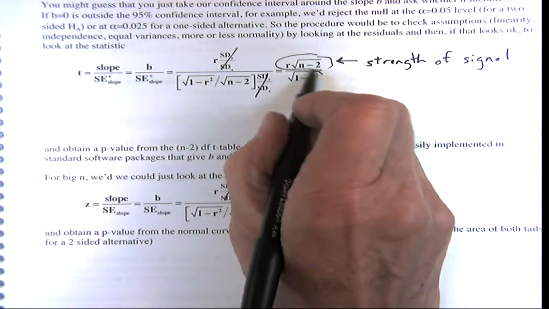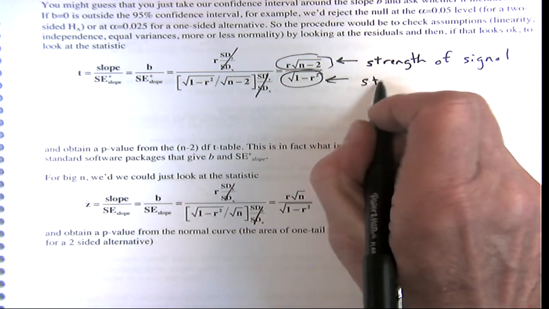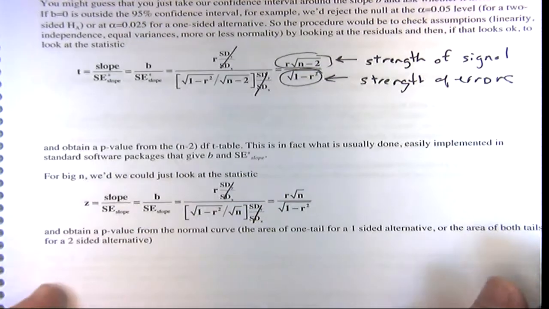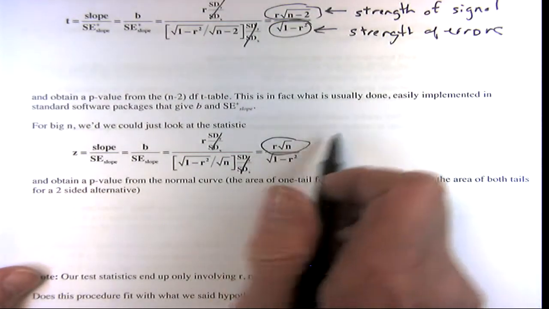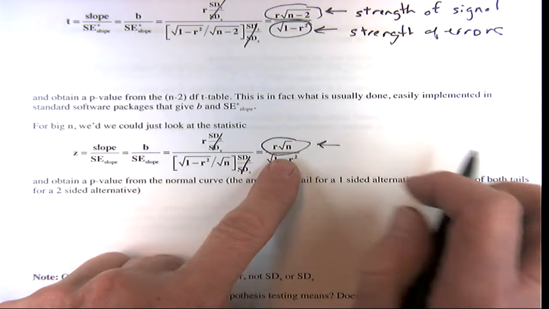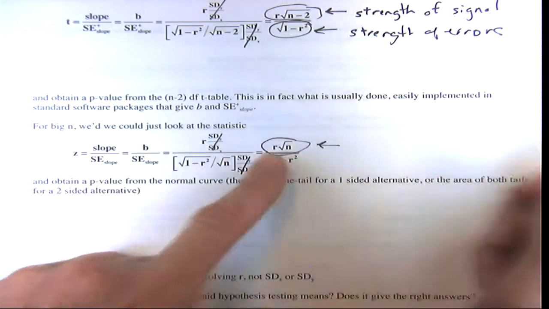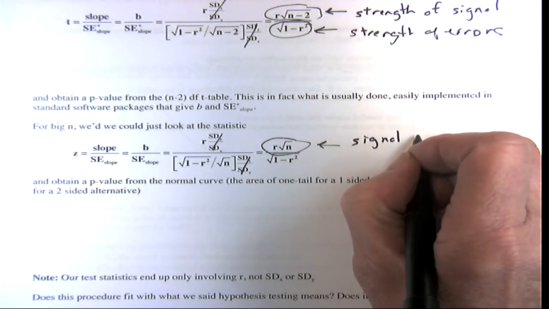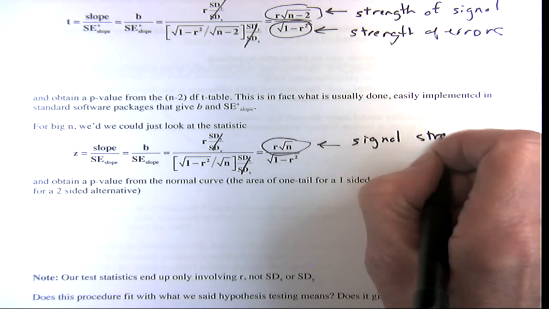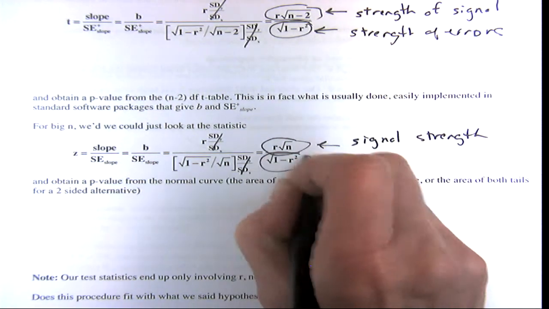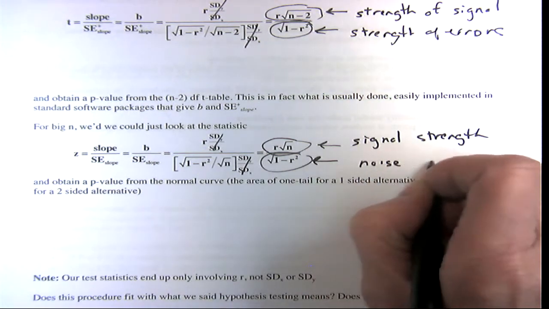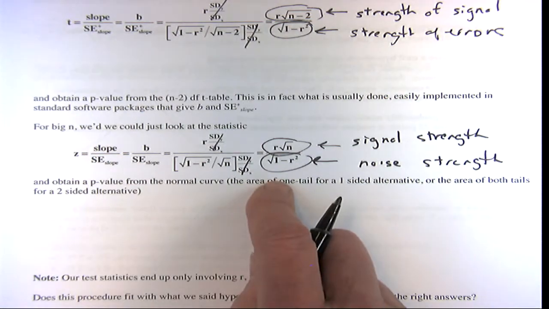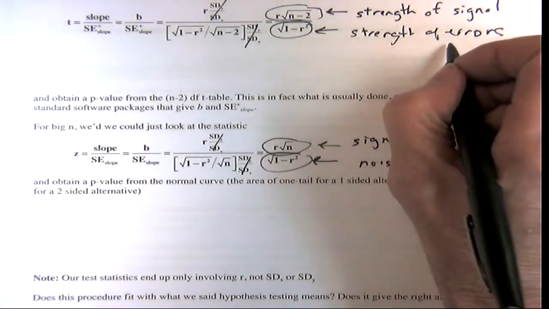And this part is a description of the strength of the errors. We can do the same here. It's exactly the same thing, just here we subtract off 2 and here we don't. So this is our signal strength, and this part is our noise strength. The ratio of those two is the test statistic we're using to determine if we basically have a signal or not. The strength of the errors is the noise.